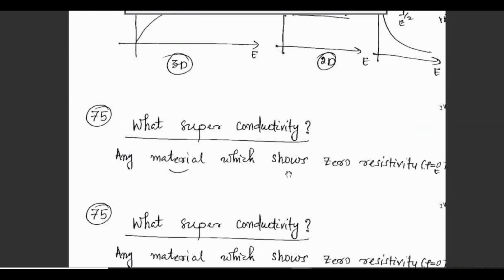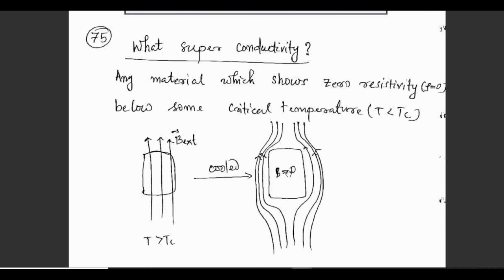Now you see, to do this question you should have some background knowledge on superconductivity. What is superconductivity? Any material which shows zero resistivity, that is rho equal to zero, below some critical temperature. That kind of material is known as a superconductor.